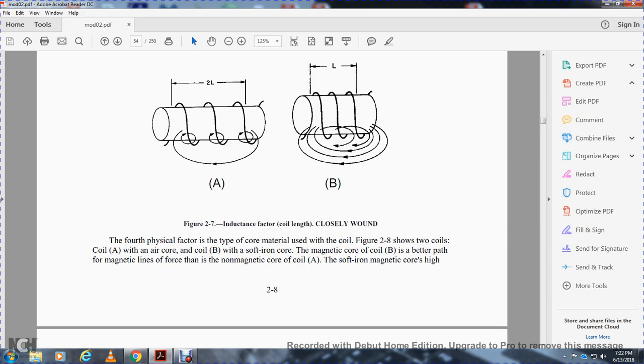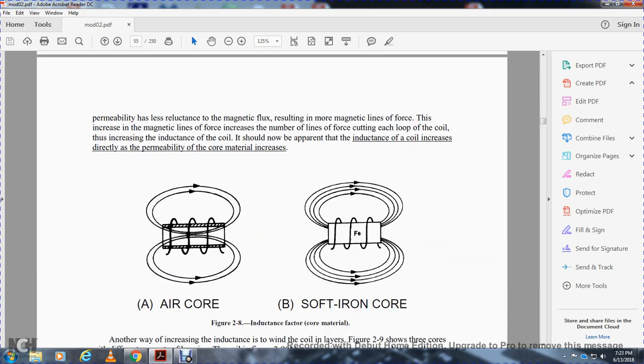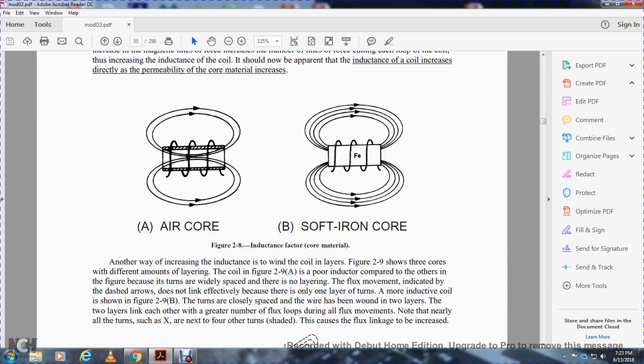The fourth physical factor is the type of core material used with the coil. Figure 2-8 shows two coils: coil A with an air core, and coil B with a soft iron core. The magnetic core provides a better path for the magnetic lines of force than the non-magnetic core. The soft iron magnetic core has high permeability and less reluctance to magnetic force, resulting in more magnetic lines of force. This increases the number of lines of force cutting each loop of the coil and increases the inductance. The inductance of the coil increases directly as the permeability of the core material increases. A is the air core, B is the soft iron core. These two are the inductance factor for core material.